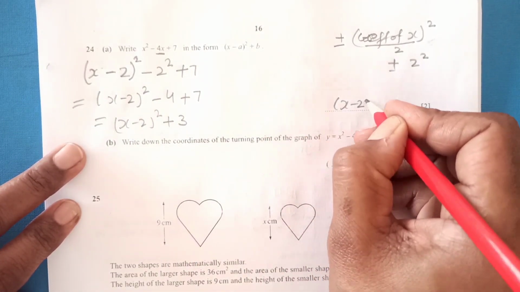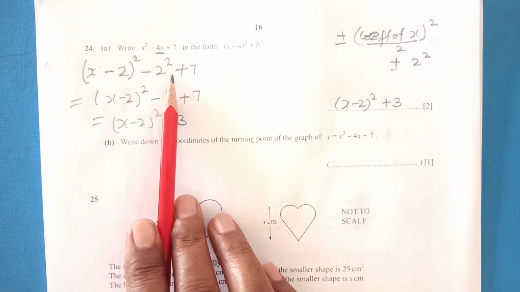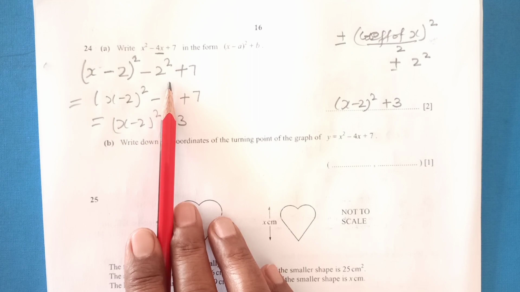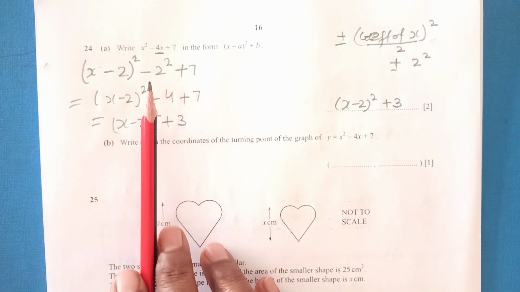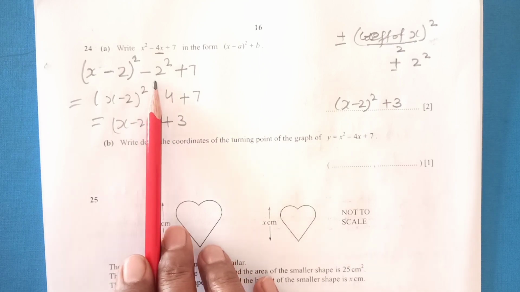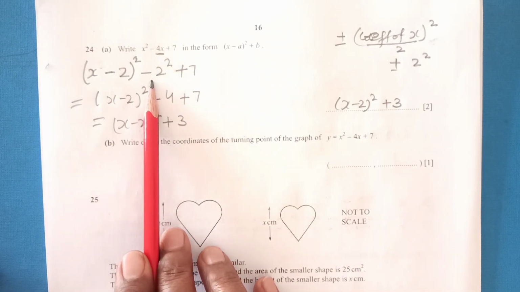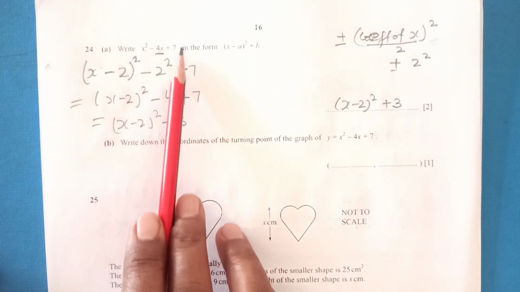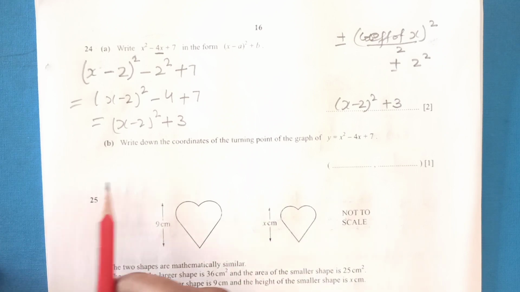Here, (x − 2)² + 3. Now how to write this? This is called the completed square form. I will make another video for how to write the completed square form of this quadratic expression. Okay, check out that one.